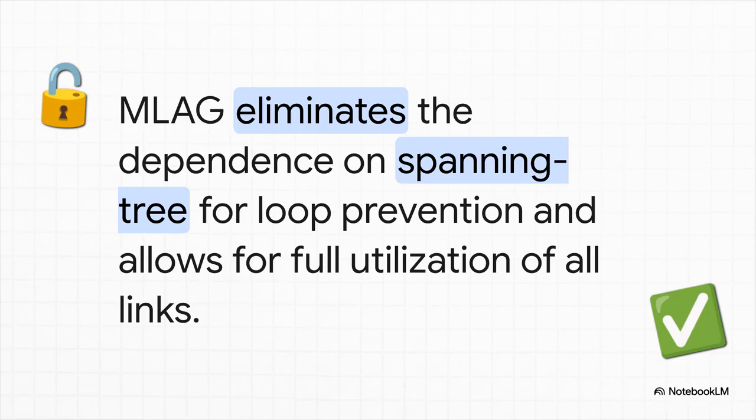Because that leaf switch now thinks it's connected to just one big spine switch, it can use all of its physical links at the exact same time. We call this an active-active state. And with no risk of creating network loops, there's no need for Spanning Tree to come in and shut down our valuable connections. The blocked links are gone.